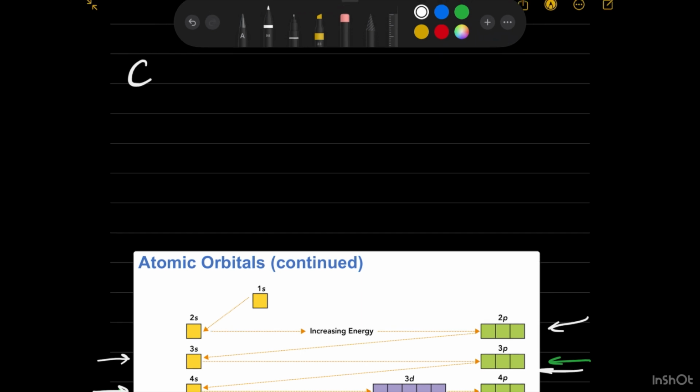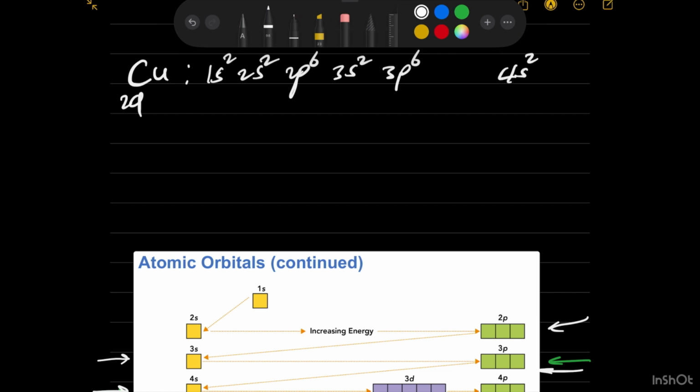Copper has 29 electrons. We write the electronic configuration: we have 1s2, 2s2, 2p6, 3s2, 3p6, 4s2, and 3d9.